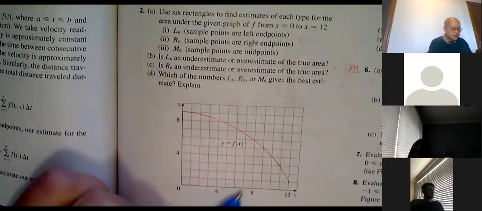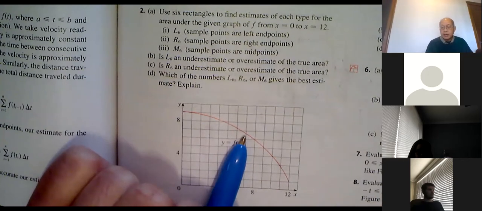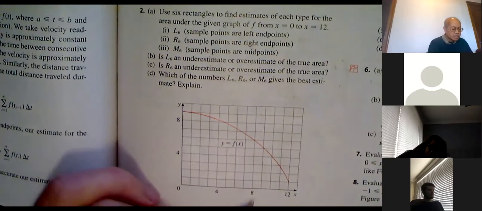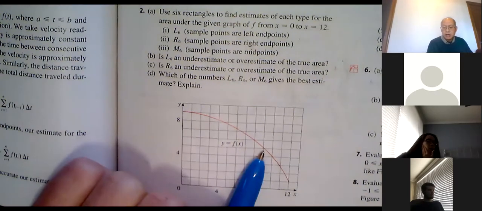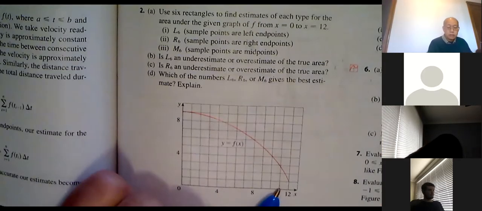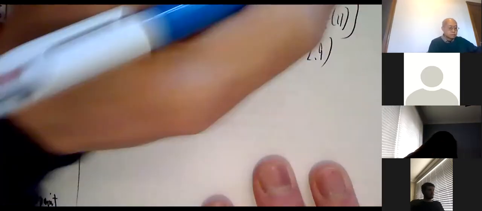F of 7. Here. So where's here? 4, 5, 6. Between 6 and 7, more than halfway. So I'll say 6.7 maybe. F of 9. Here's 8, so here's 9. It looks like it lands right on 5. And finally, F of 11. Here's 11. Okay, it's a little bit lower than 3. I'm going to say 2.9. Okay.